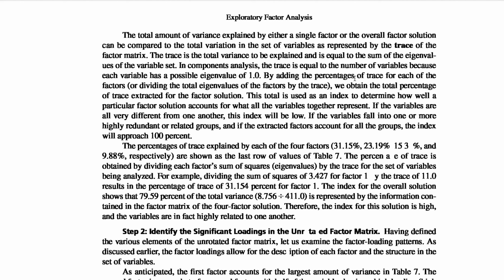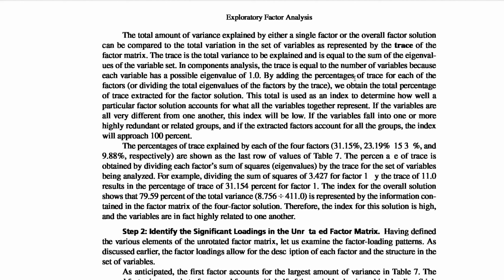This total is used as an index to determine how well a particular factor solution accounts for what all the variables together represent. If the variables are all very different from one another, this index will be lower. If the variables fall into more highly redundant or related groups, and if the extracted factors account for all of the groups, the index will approach 100%.